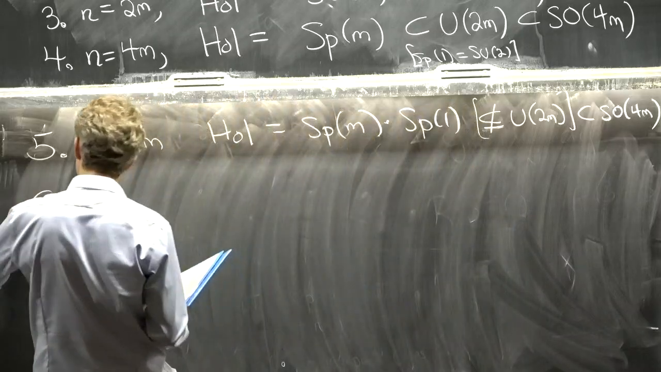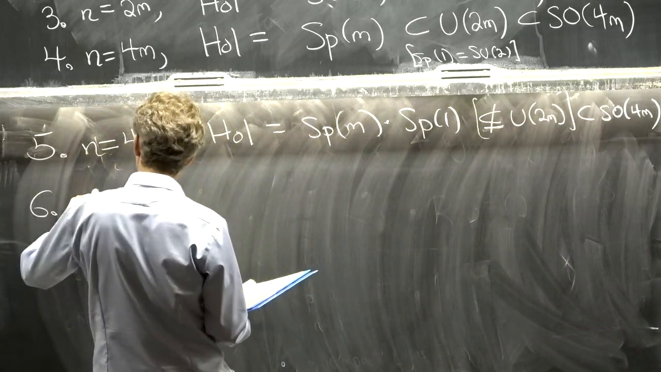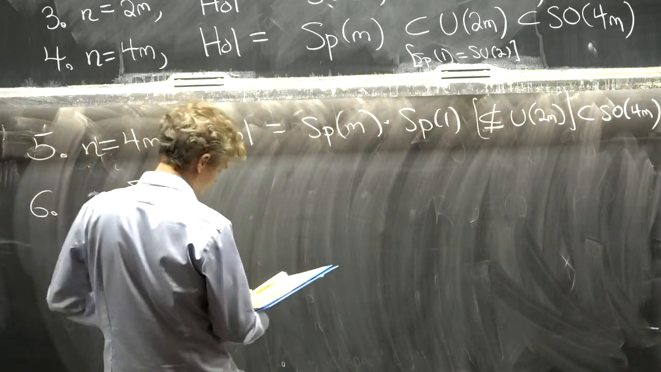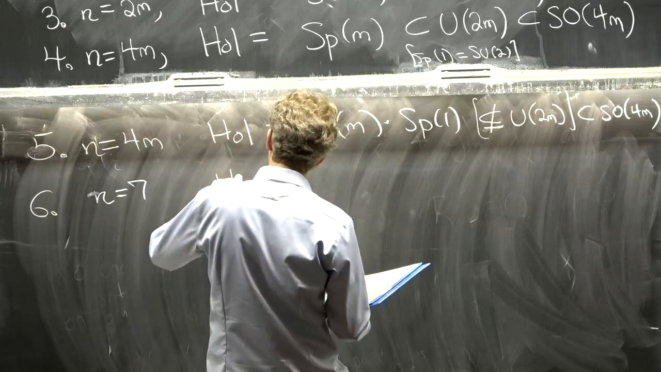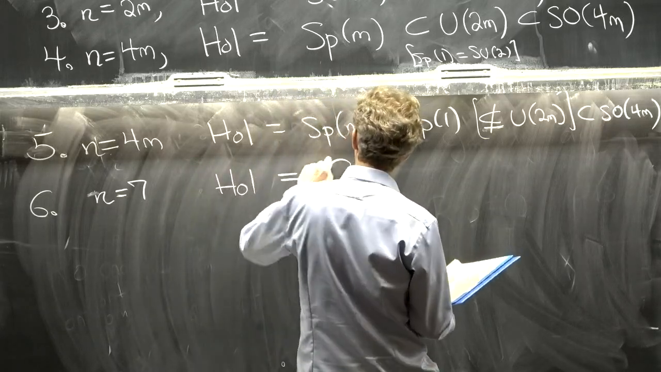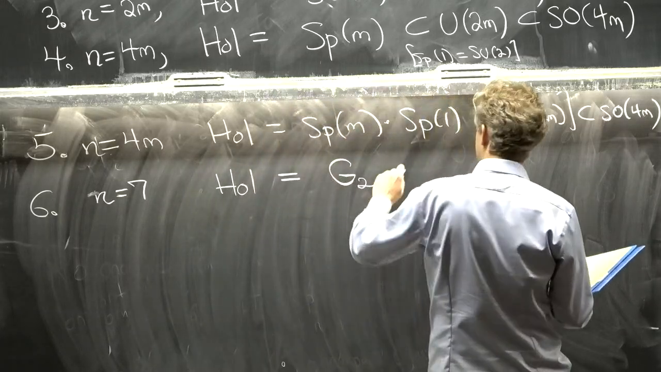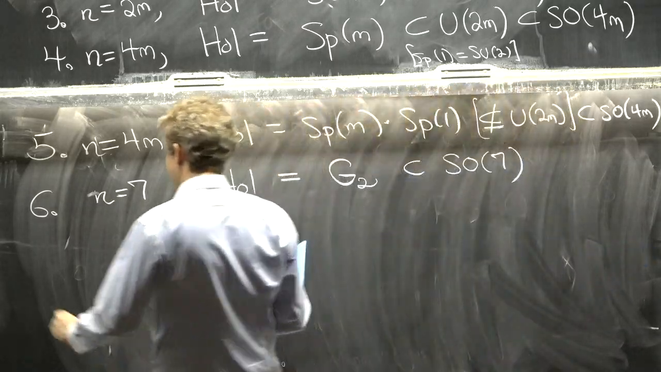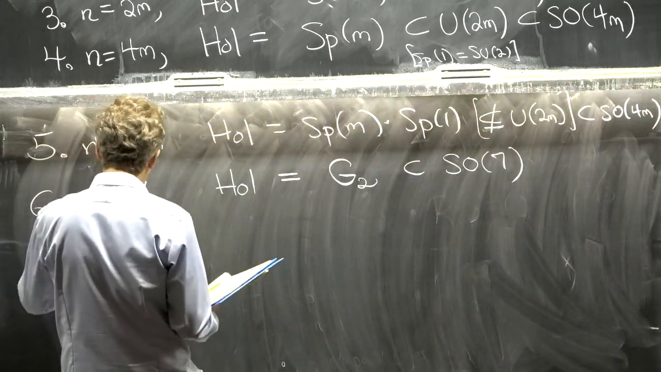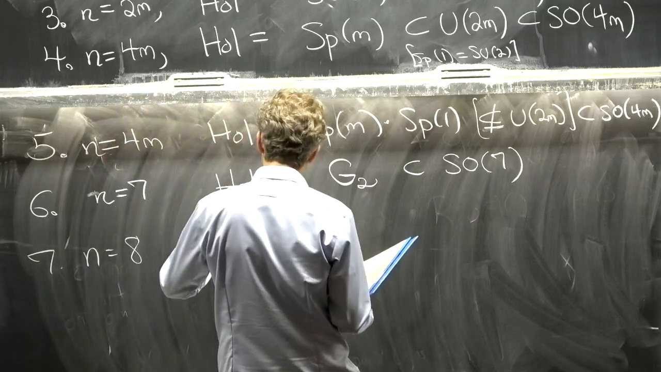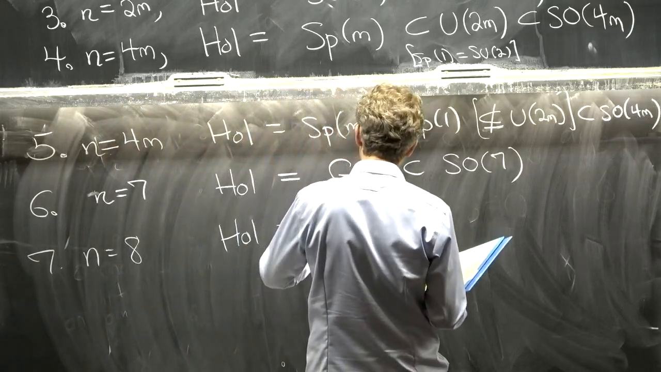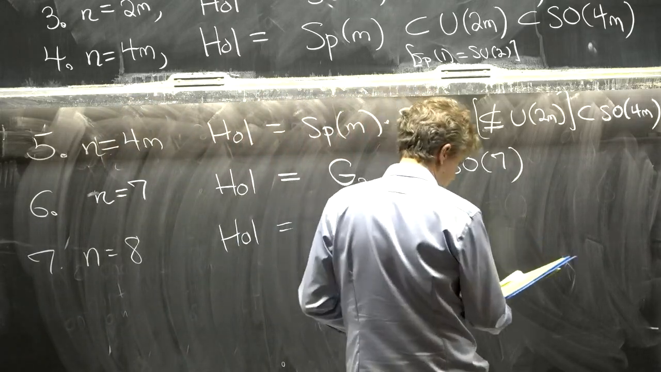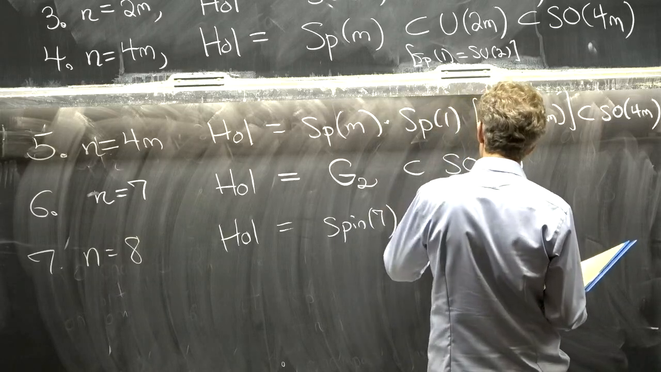Case 6, and now the really weird ones. n is equal to 7, only 7, and the holonomy is equal to G2, which is a subgroup of SO(7). And finally, n is equal to 8, and here it ends. The holonomy is equal to Spin(7), which is just the double cover of SO(7), and that's a subgroup of SO(8).